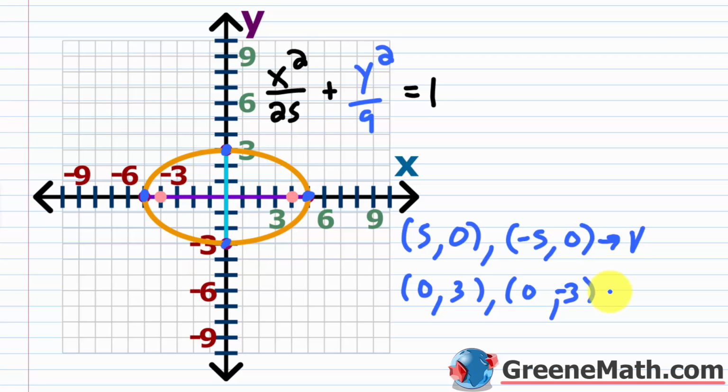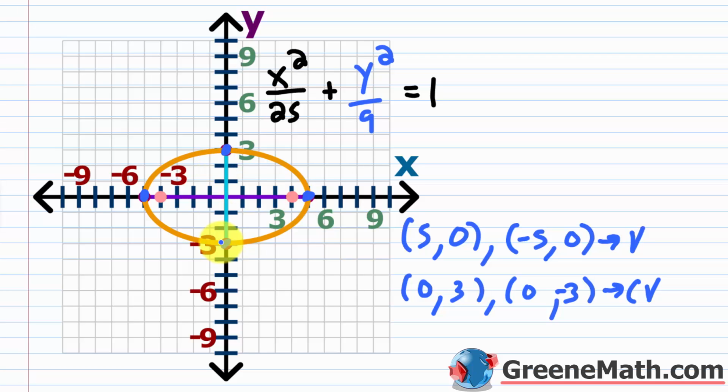And those endpoints are known as the covertices. So C and then V, okay, covertices. So again, a lot to remember, just something you want to take for your notes. So the longer one, that's the major axis. The shorter one, that's the minor axis.